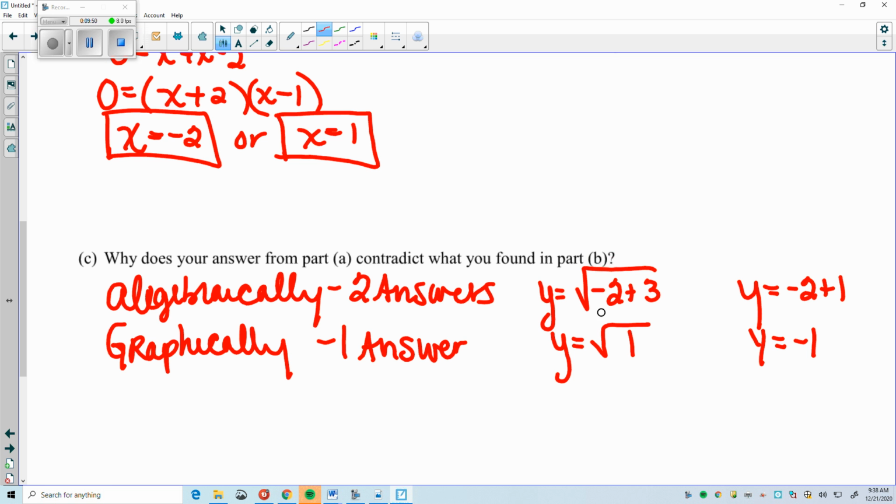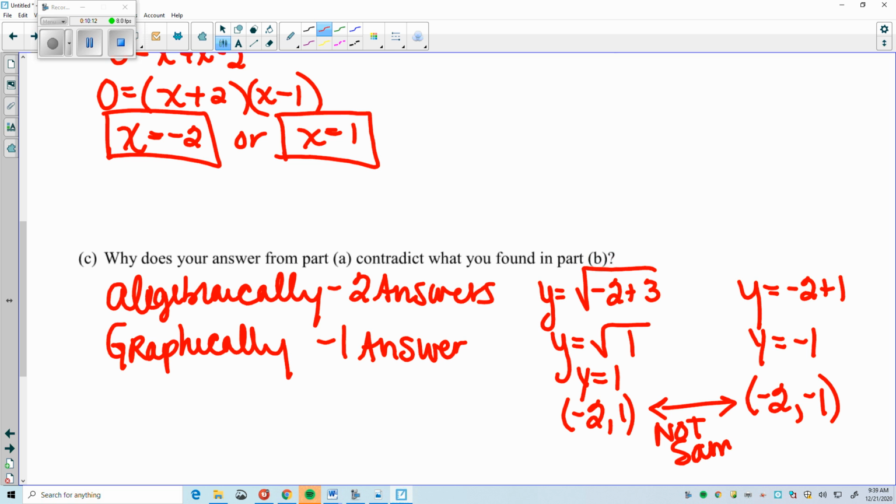Let's try this again. Negative 2 plus 3 would give me the square root of 1, and the square root of 1 is 1. That gives you the coordinate -2, 1. Over here, I get -2 plus 1, which gives me -1. And I'm looking at this going, okay, these are not the same. That's an issue. You see how we're producing different answers, 1 and -1, not the same.